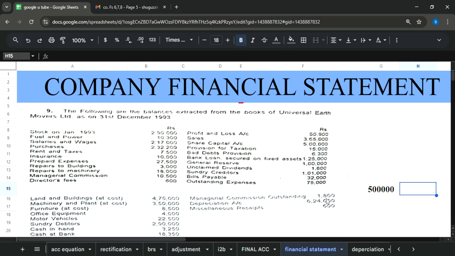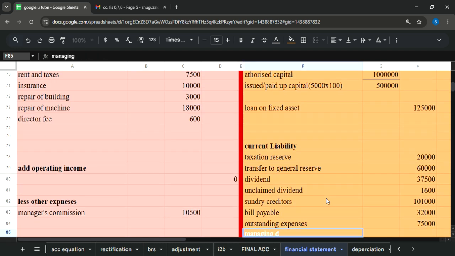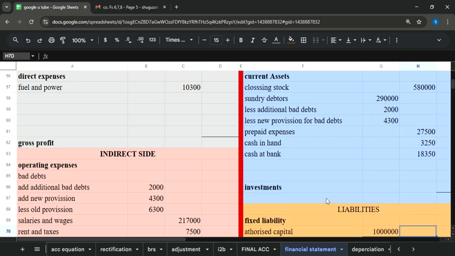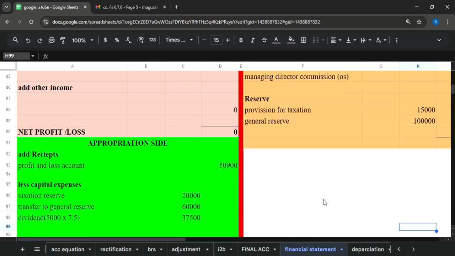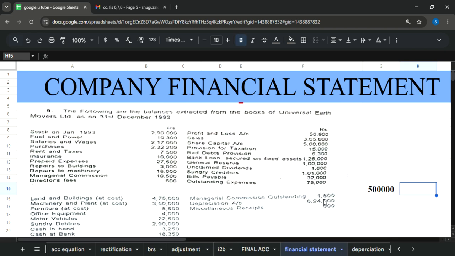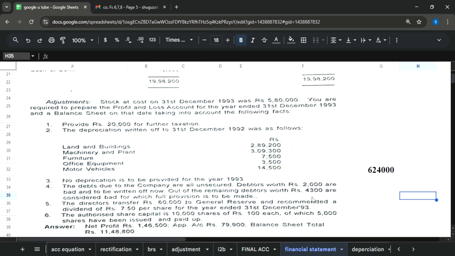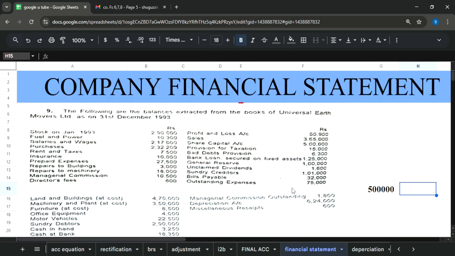Manager commission outstanding, just like the same which we have discussed right now. Managing director commission, but it is outstanding. I am writing an abbreviation because of less space, and that is 1800. Just put the amount of outstanding on the current liability side. So 1800 written. Now depreciation, that is already adjusted. Look here, depreciation. It means we do not need to write it again.